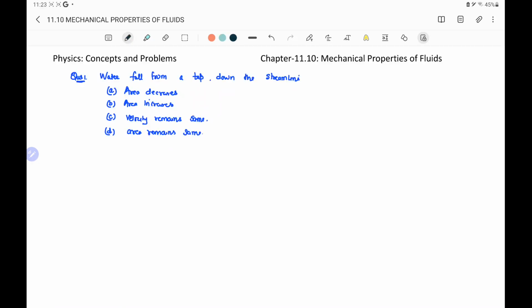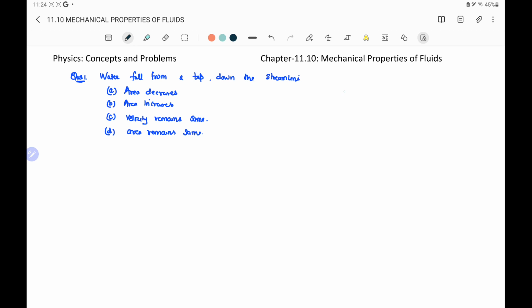Let's take some problems. First question: water falls from a tap down the streamline. Does the area decrease, area increase, velocity remain the same, or area remain the same? When water falls from the tap, the velocity initially is 0 and as it comes down and the depth increases, its velocity starts to increase, depending on the acceleration due to gravity and the depth.